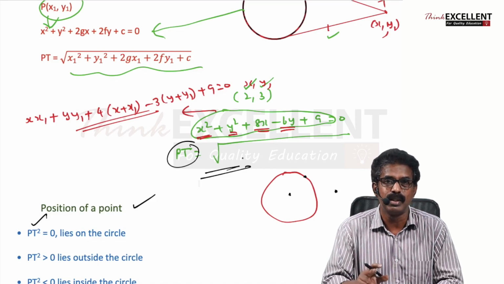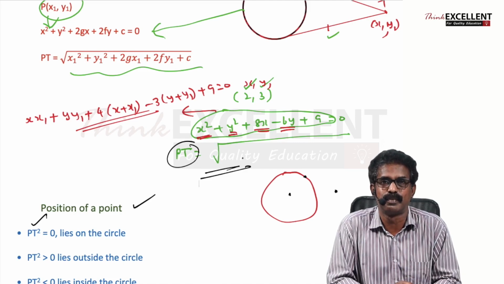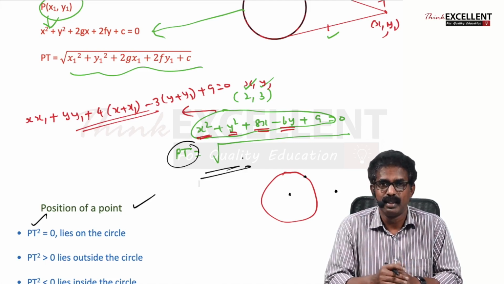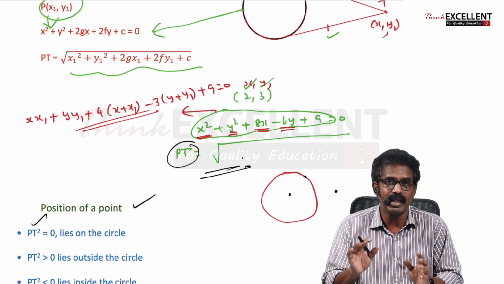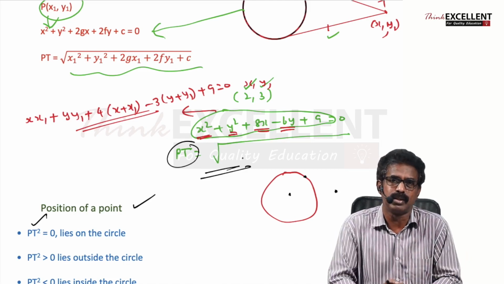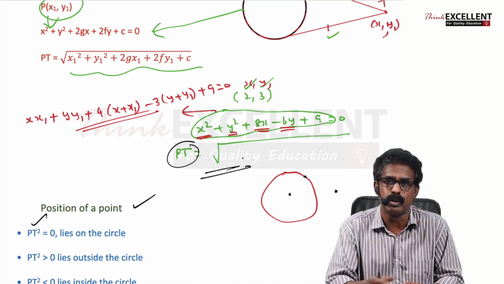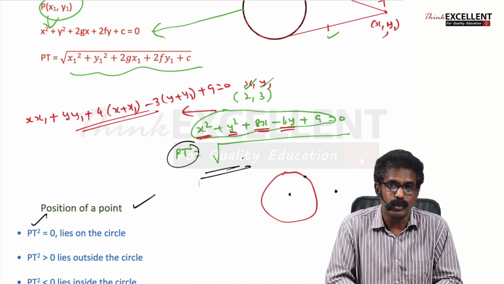If it is positive, the point is outside. Negative, inside. Equal to 0, on the circle. That's all. You find PT square, that is, substitute the point in the circle. Meaning, wherever x, y comes, you substitute the point. For 2, 3, you put x as 2 and y as 3. Don't take the square root. That is PT square.